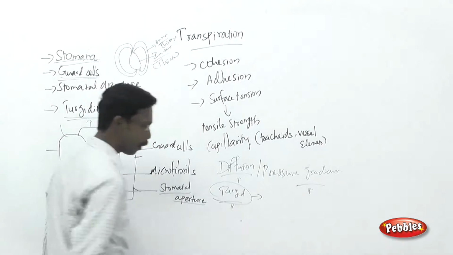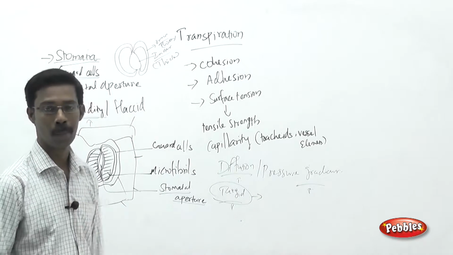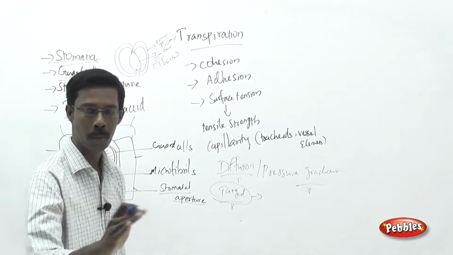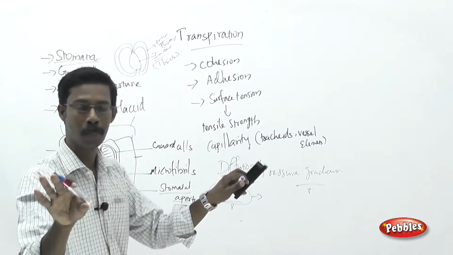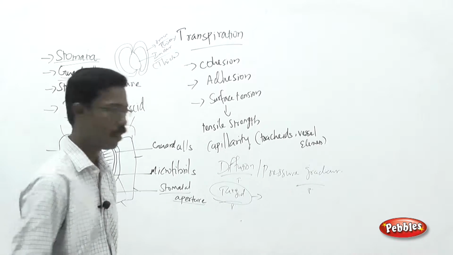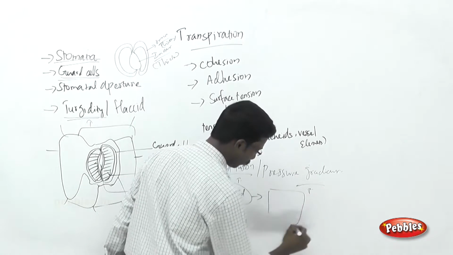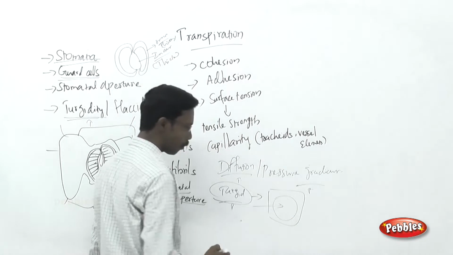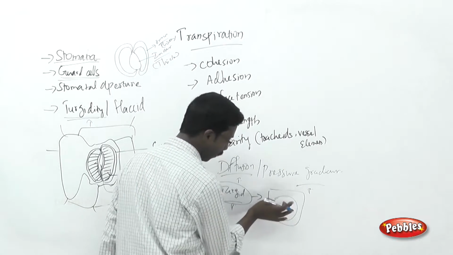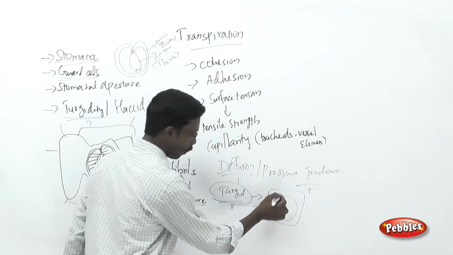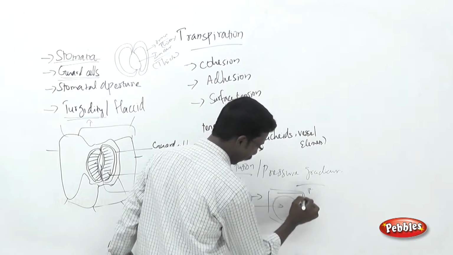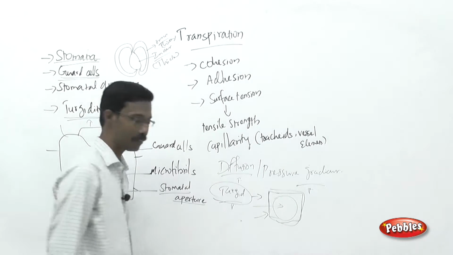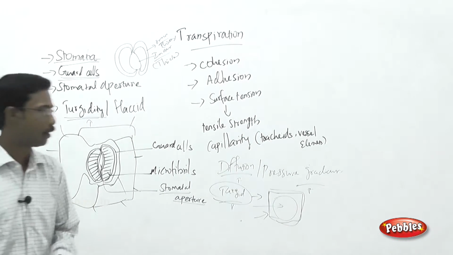Turgidity means it will create some pressure within the cell. So what kind of pressure? The movement of water within the vacuum. The water will push the cell membrane against the cell wall. If this is a cell wall and this is a cell membrane, the water enters the cell and enlarges its size, so the cell membrane presses against the cell wall. This is what is called the increasing of turgidity.